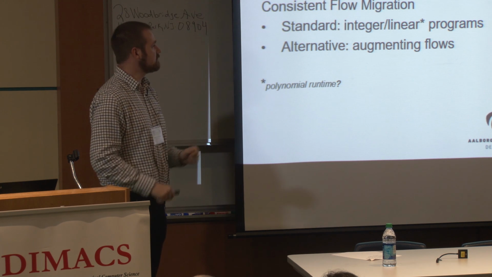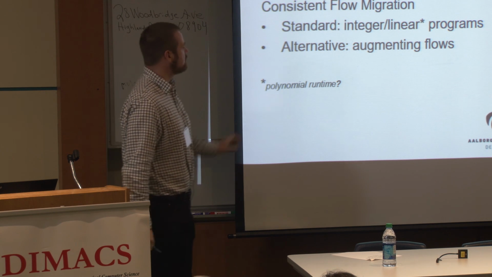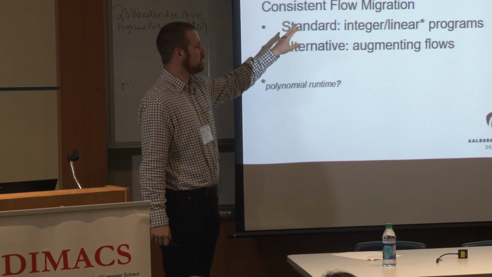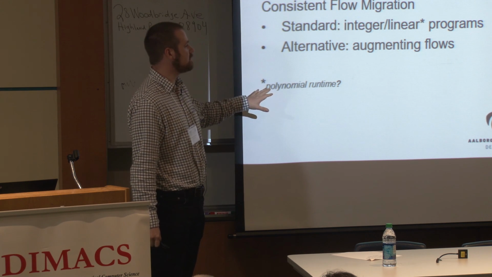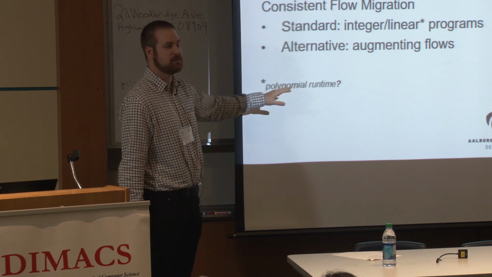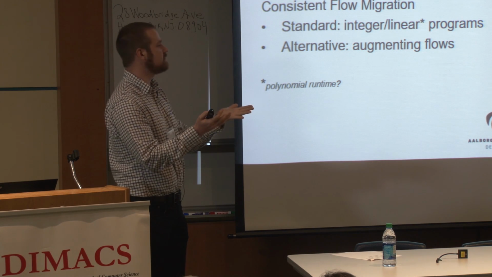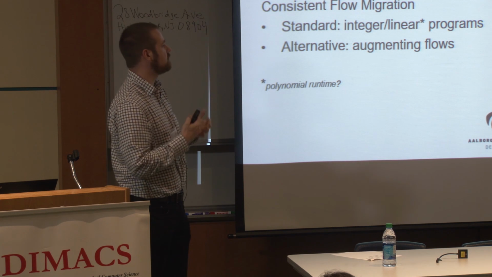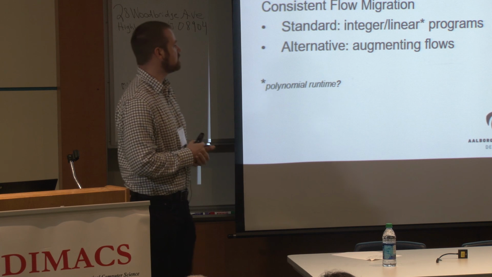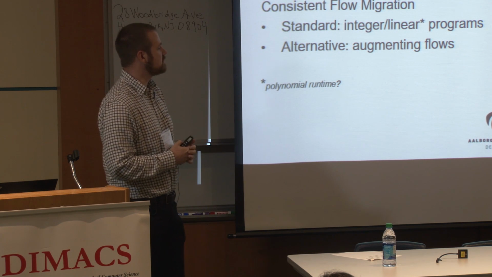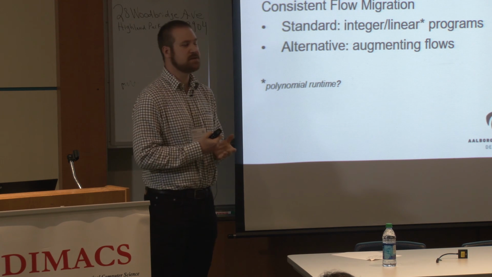And lastly, for this consistent flow migration, the approaches that are out there are firstly that you do some integer or linear programs, where, by the way, it's not clear if you can decide it in polynomial runtime or not. There are algorithms out there that, if you have this consistent flow migration and you want to decide is it possible yes or no, do it in polynomial runtime with the integer or linear programs. But if you want to decide in polynomial time, at least for splittable flows, you can do it with this idea of augmenting flows.